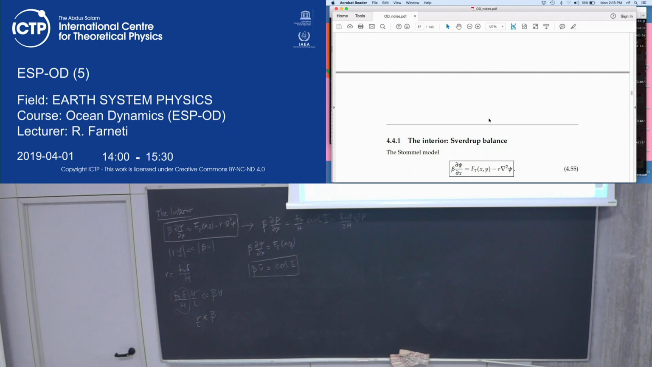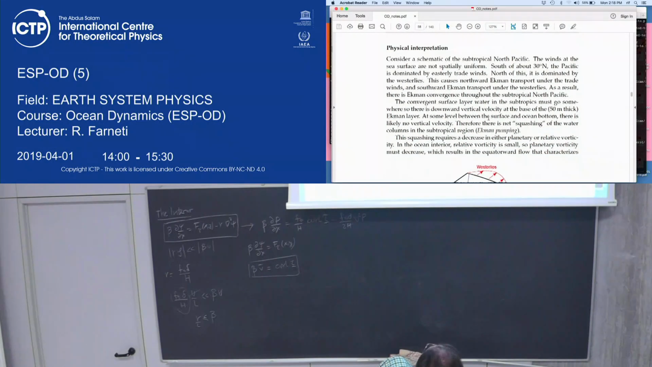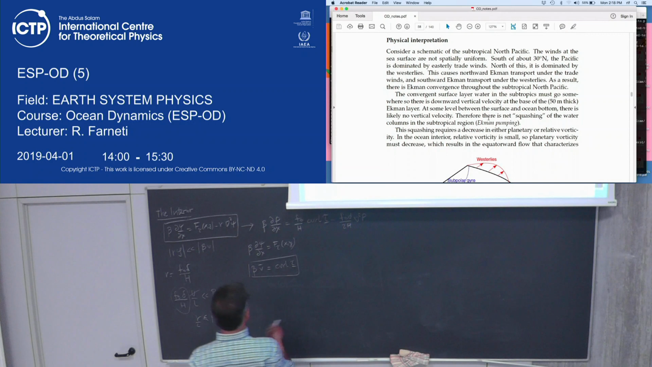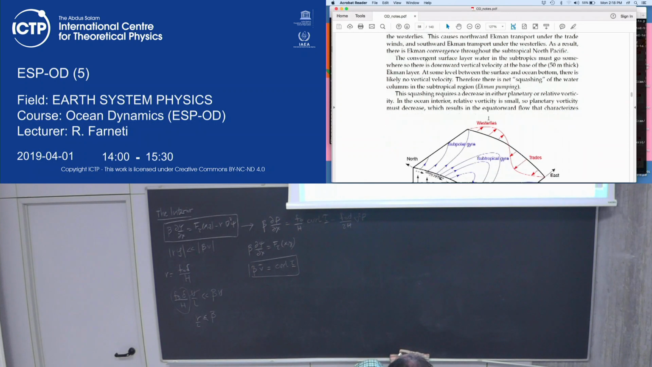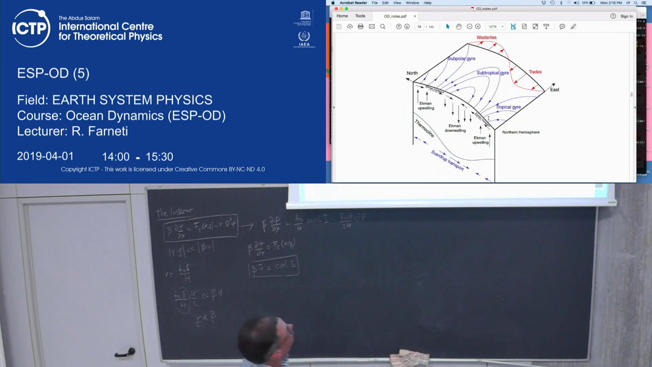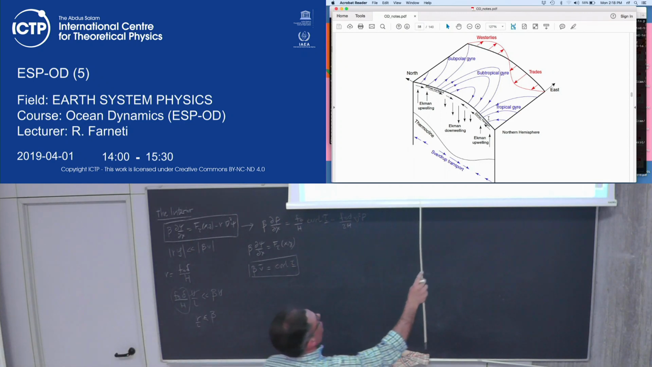So the interior solution is easy. Now a physical interpretation. The interior solution is a balance between the wind stress curl and the change in planetary vorticity, because we can neglect frictional effects in the interior. You can look at this schematic. In blue you have the wind stress, a typical wind stress in the North Atlantic or North Pacific. We can focus on the subtropical regions here, where you have the westerlies and then the trades. So this is just cut in half.